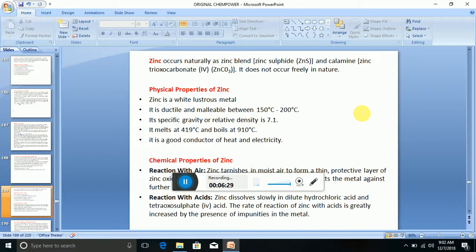So that is it. In subsequent classes, we'll be looking at zinc and its compounds.